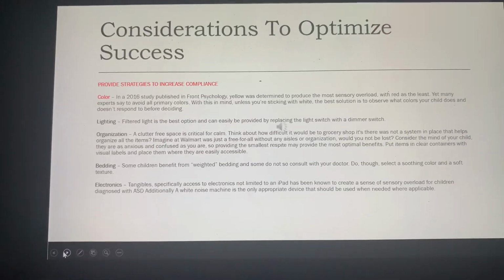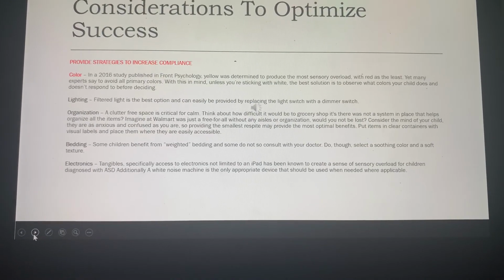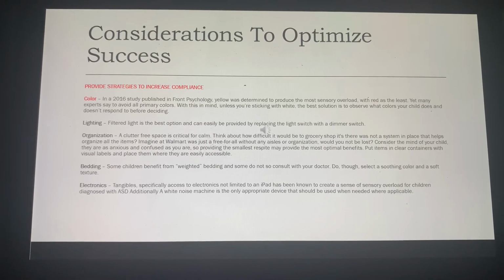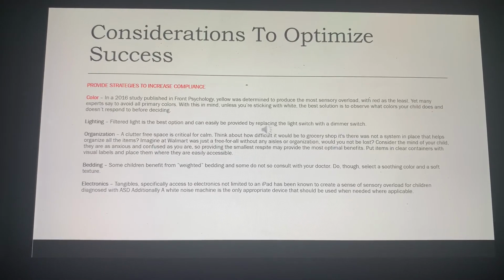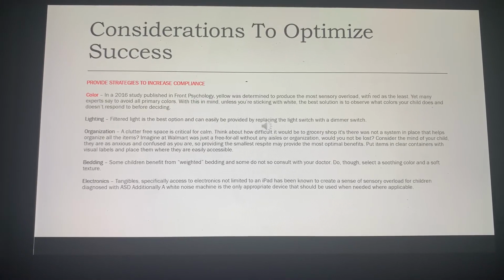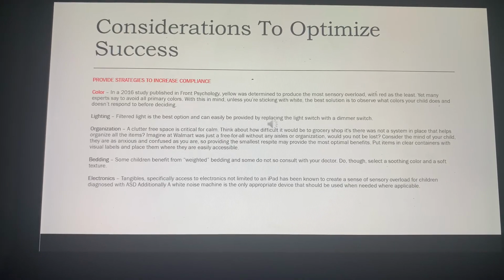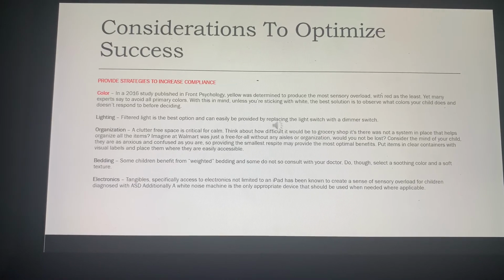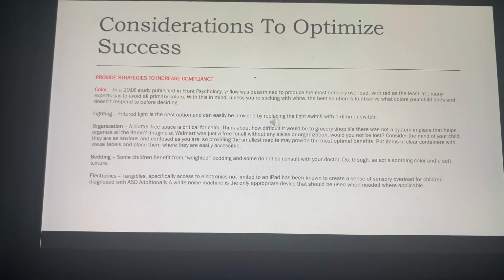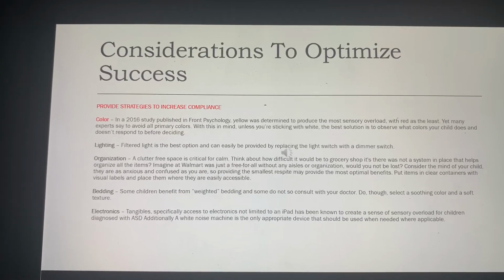Overall, we want to create and provide strategies to increase independent compliance. So here are some additional considerations that optimize success. We want to create the best environment to have the most successful rates going forward. So think of something as innocuous as color. In a 2016 study published by Frontiers in Psychology, yellow was determined to produce the most sensory overload, with red as the least. Yet many experts say to avoid all primary colors together. With this in mind, unless you're sticking with white, the best solution is just to observe the colors that your child does prefer or doesn't prefer before deciding and moving forward.